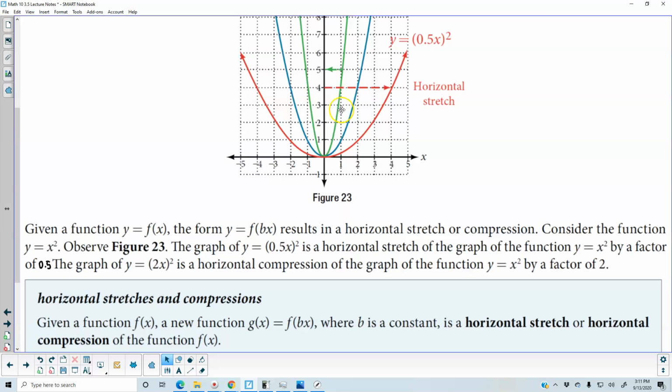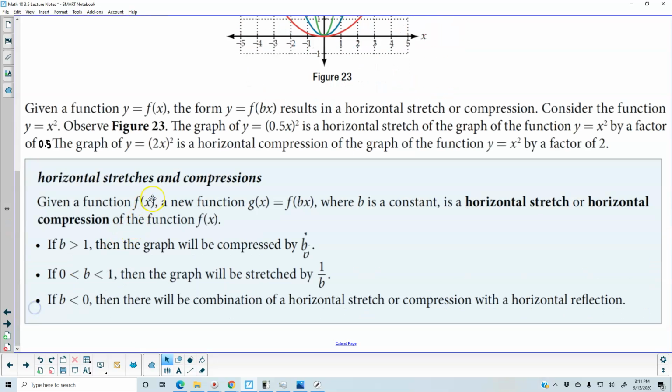So, outlining what we saw above, if we're given a function y equals f of x, the form y equals f of b times x results in a horizontal stretch or compression. When we consider the function above, y equals x squared, we saw from the graph that y equals (0.5x) squared is a horizontal stretch of the graph of the function y equals x squared by a factor of 0.5. The graph of y equals (2x) squared is a horizontal compression of the graph of the function y equals x squared by a factor of 2.